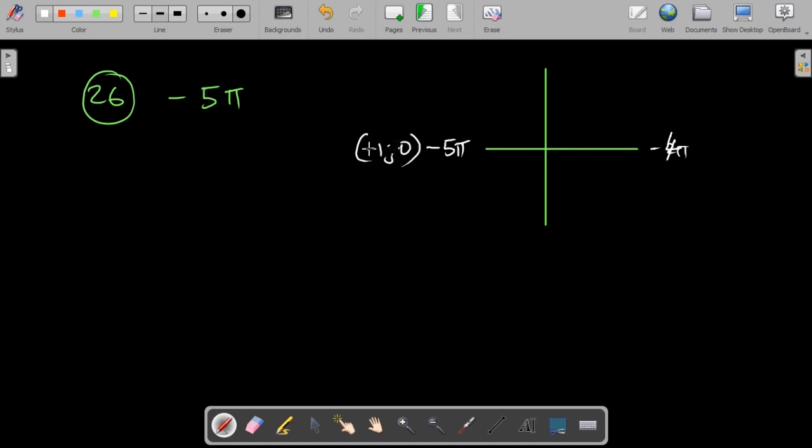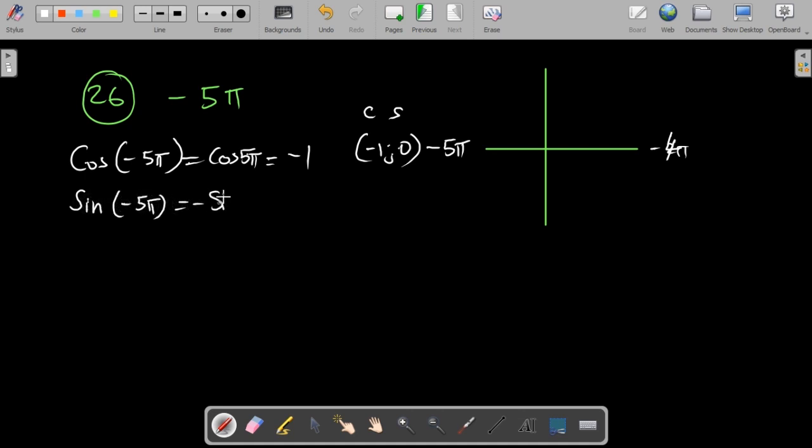X coordinate corresponds with cosine, and the y corresponds with sine. So let's start finding our values, starting with cosine. So cosine of minus 5 pi is the same as cosine of 5 pi, which is, now we're just going to take the x coordinate, which is minus 1. And sine of minus 5 pi, which is the same as negative sine 5 pi. You're going to take the y coordinate there, which is 0.